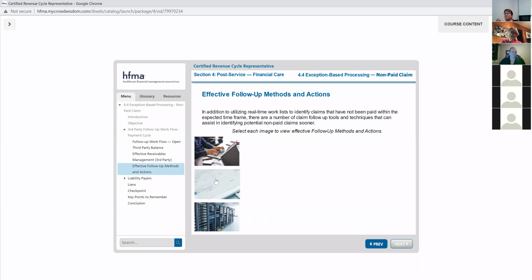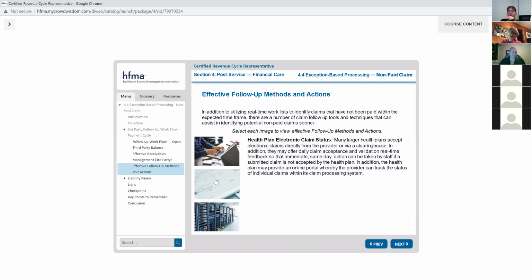The second one is clearinghouse claim tracking. If a clearinghouse is used to submit claims, daily claim transmission files are confirmed and payer acceptance of individual claims is often available. A lot of times this is where you see your rejected claims, so these should be looked at daily, if you bill daily.